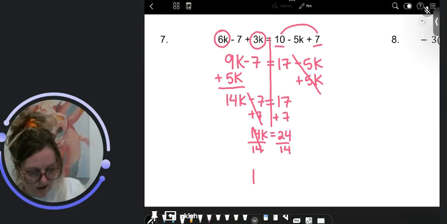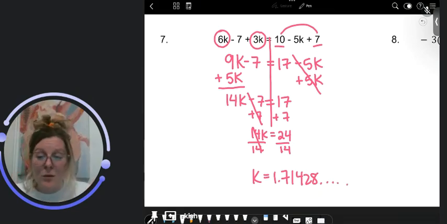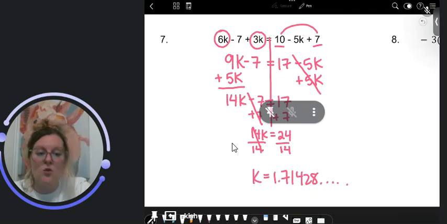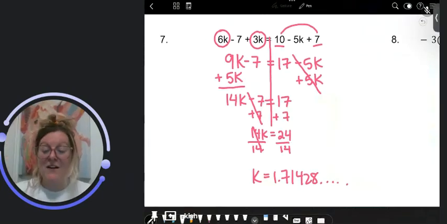I'm getting k is equal to 1.71428, blah, blah, blah. We probably are not going to have that as an answer choice on our STAR test or on our test. So I'm going to pause really quickly, get my calculator, and show you guys how to put it in your calculator. All right, y'all, I am back.